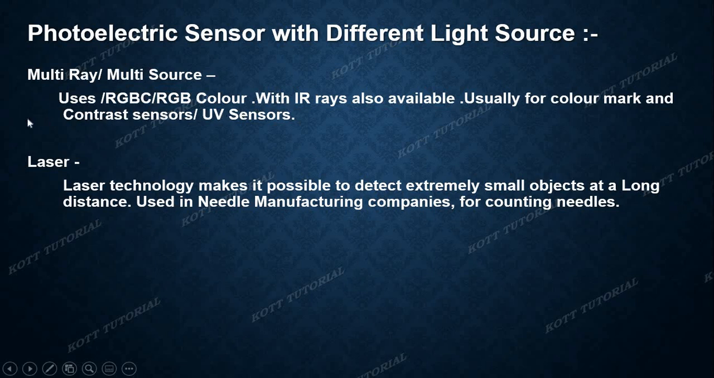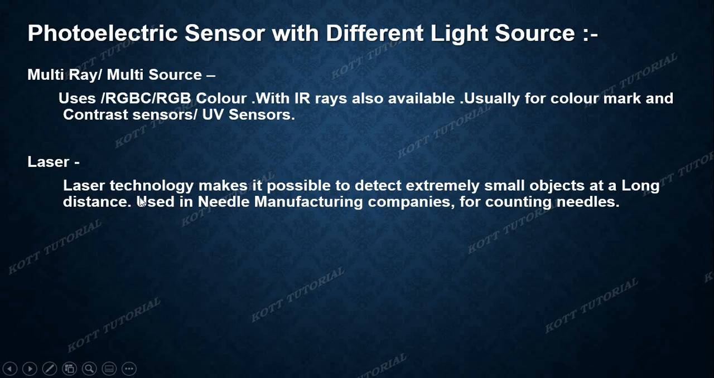So this is the most advanced sensor. This sensor has the properties of red light, blue light, green light. It can be used for detection of any product. The best example of this type of sensor is the color mark sensor or the color sensor or the UV sensor. But this sensor is very costly as compared to a visible red light or the IR sensors.